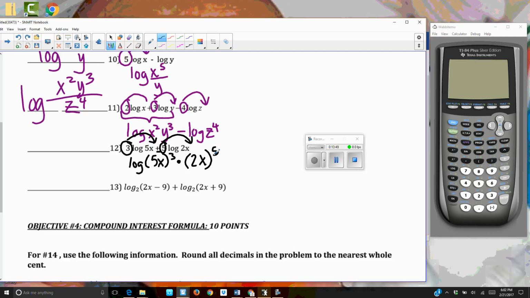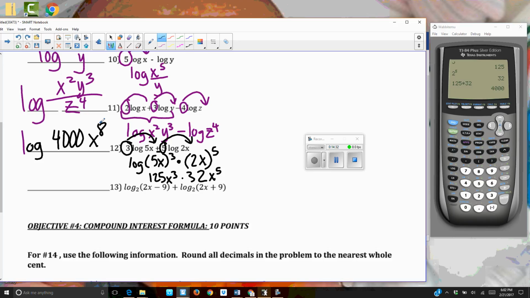So we can obviously multiply these a little bit. So put 5 raised to the 3rd in your calculator if you don't know what it is. 5 raised to the 3rd is 125. So this is 125 x to the 3rd multiplied by 2 to the 5th. So 2 raised to the 5th power is 32. And we can complete this by multiplying the coefficients, 125, 32. So that's 4,000. So our complete answer is log base 10, 4,000 x to the 8th, because when we multiply variables, you add the exponents.